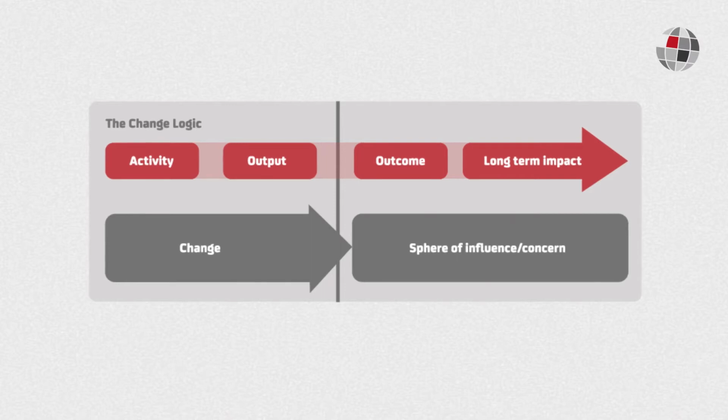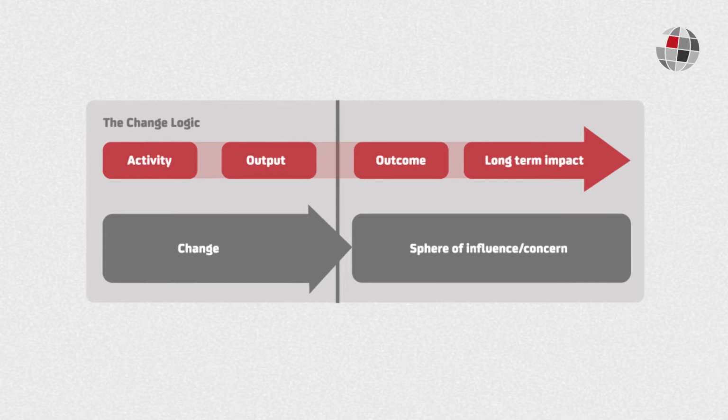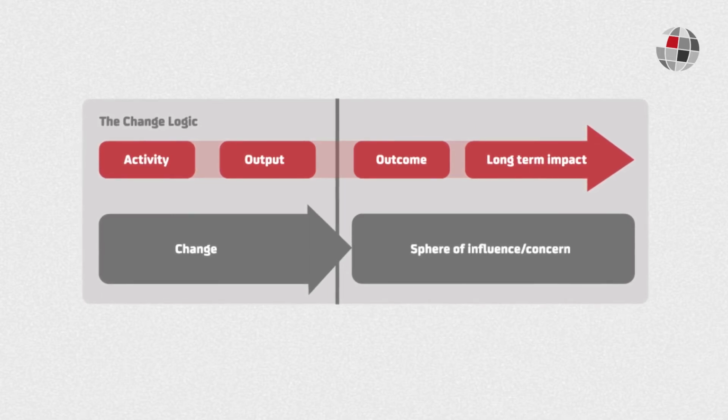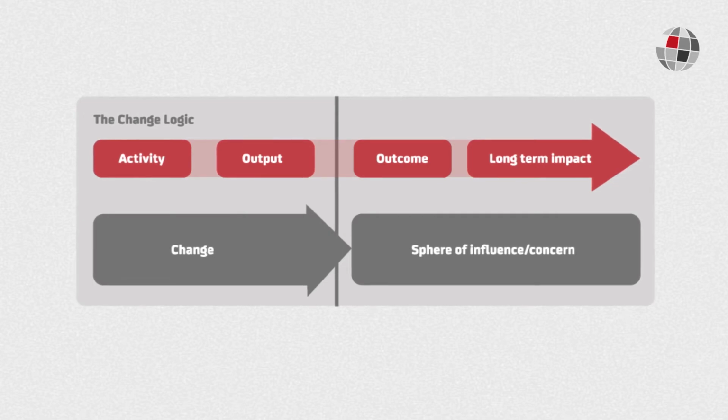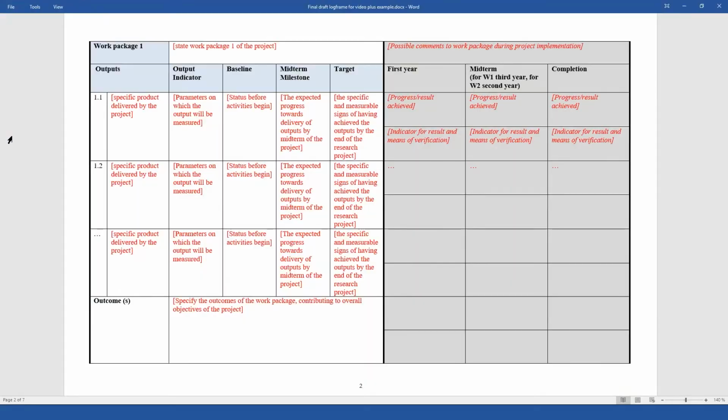The change logic represents a qualified estimate of how certain actions are likely to lead to the desired change as a result of the research. You can explain the uncertainty of the change logic by making a distinction between the things you expect to control, namely the activities and the outputs, and what you're likely to influence, namely the outcome and the more long-term impact of your intervention. Now I will explain the different terms in the logframe format. Please note that this information will also be available within the application form and on our website.